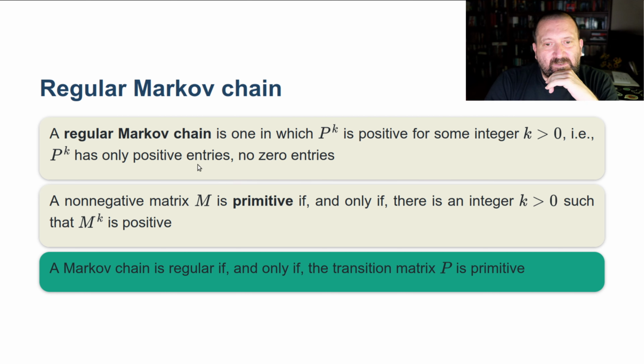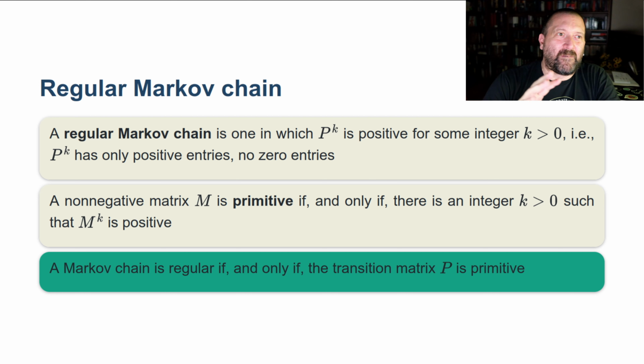And I'll point out that this is equivalent to saying that the matrix P is primitive. The definition of a primitive matrix, forget that we're doing Markov chains here. Think about a non-negative matrix M. It is primitive if and only if there's an integer k such that M to the k is positive. So you can see that the two are equivalent. And in practice, what we're going to say often is that the Markov chain is regular if and only if the transition matrix is primitive.